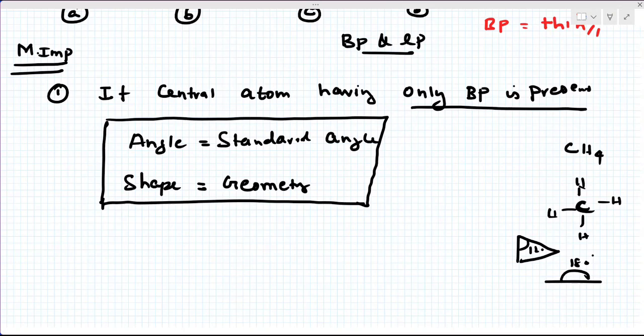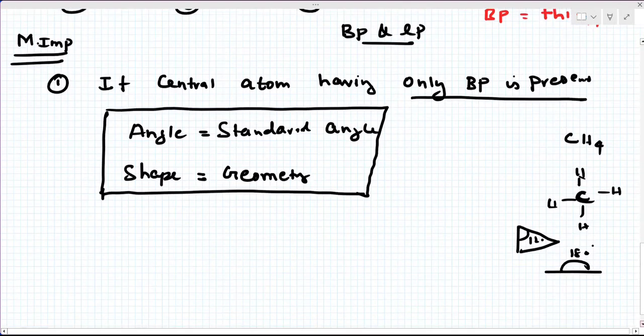In general, shape and geometry are not equal, but here shape and structure are the same. What is shape? It is the appearance of the molecule. Geometry is based on bond pairs and lone pairs. Shape, or structure, is the appearance of the molecule. Very, very important. And the second case, please note.